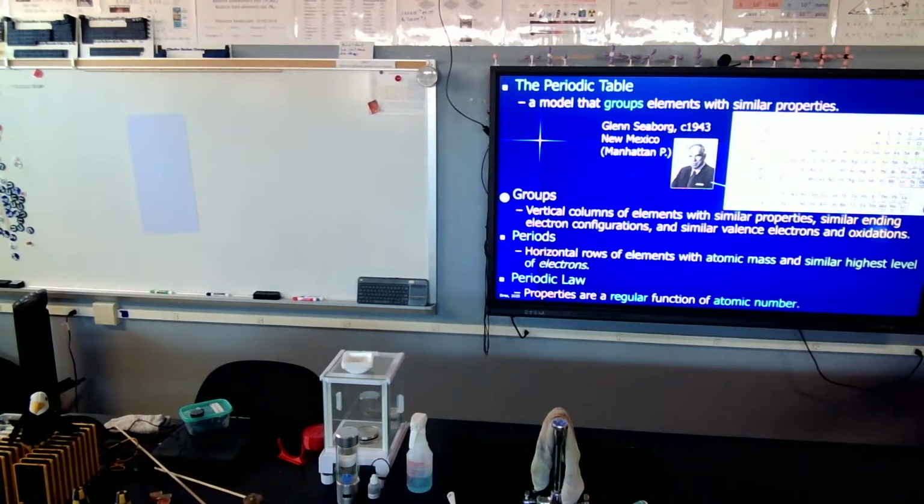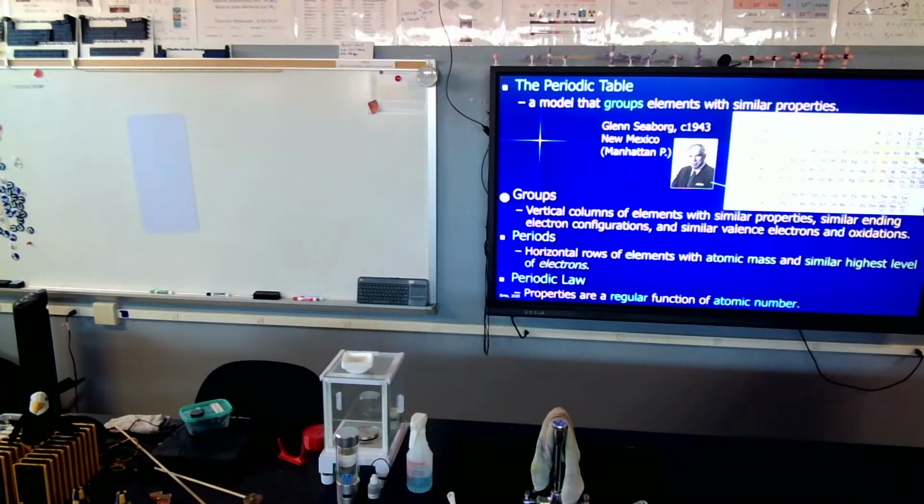Periods are the elements with similar highest energy levels. Period 1, energy level 1. Period 2, energy level 2. Period 3, energy level 3. Period 4, energy level 4. Period 5, energy level 5. Period 6, energy level 6. Period 7, energy level 7. And remember, the D block always gets pushed down once, and the F block gets pushed down twice.